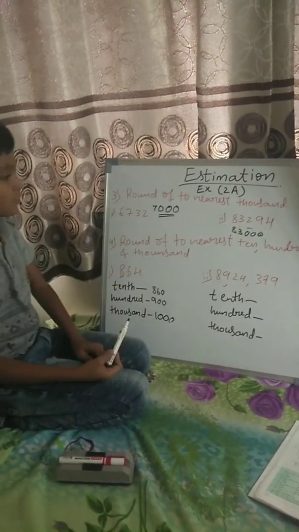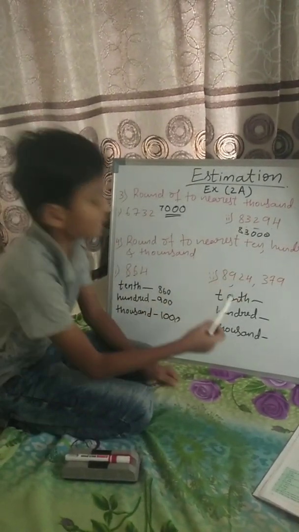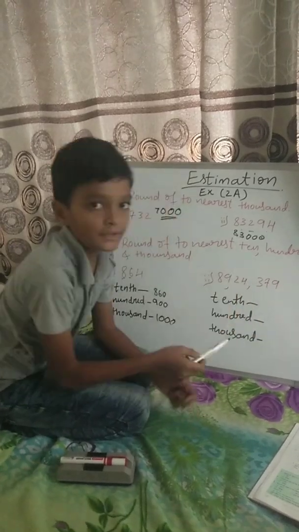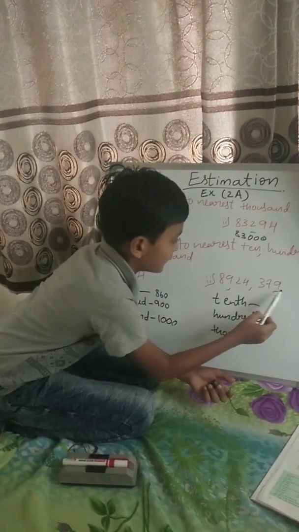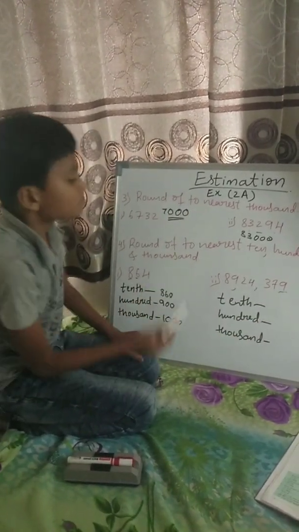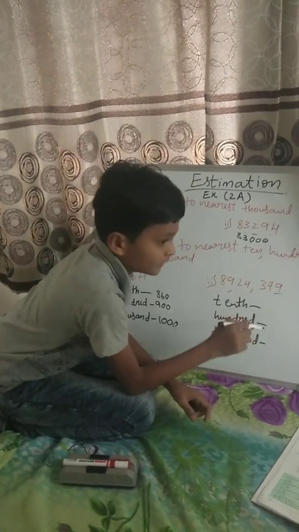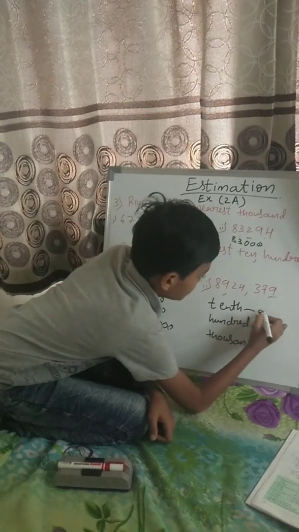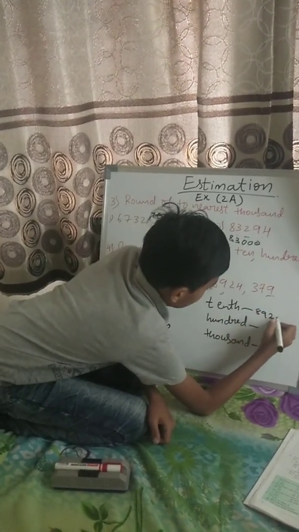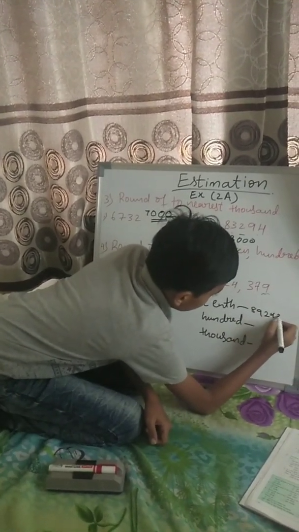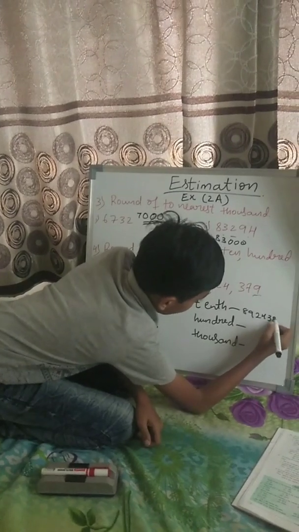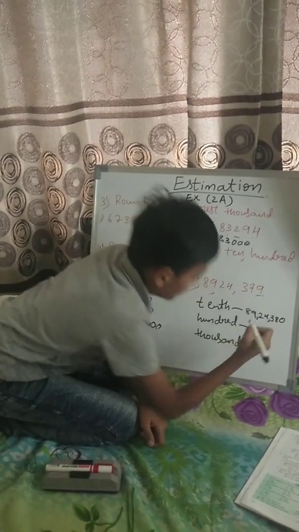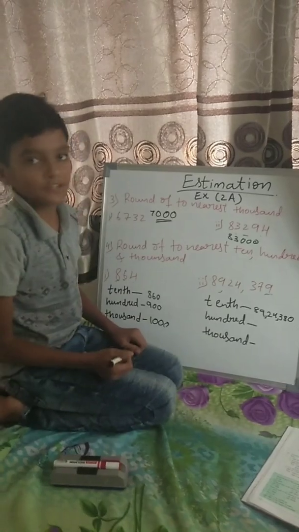Now let's move on to the second number, that is 89,24,379. So first let's estimate to the 10, and when you have to estimate to the 10, we have to check in the ones place, and ones place is greater than 5, that is 9, and 1 should be added to the tens place, that is 7, it becomes 8. So the answer is 89,24,380.